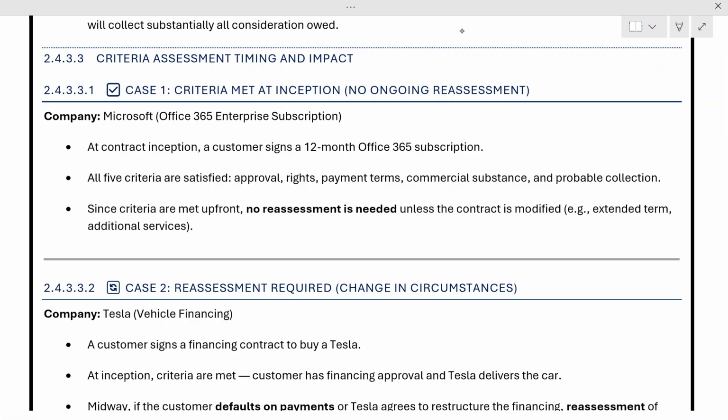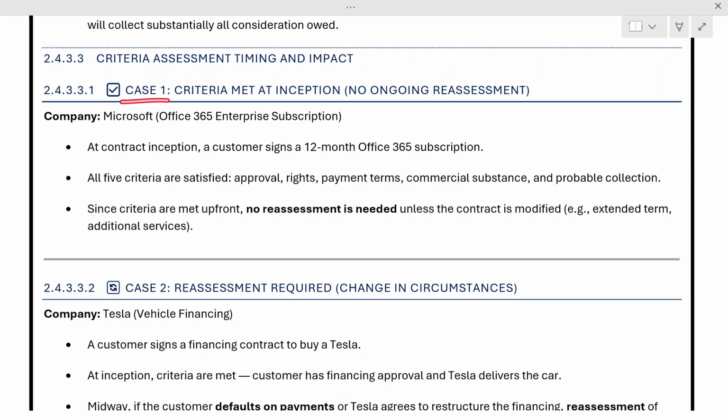Now we need to see when these five criteria of identifying the contract's existence need to be assessed. This will be answering "when". So effectively, let's try to understand that through examples.